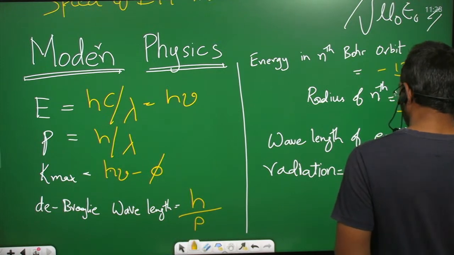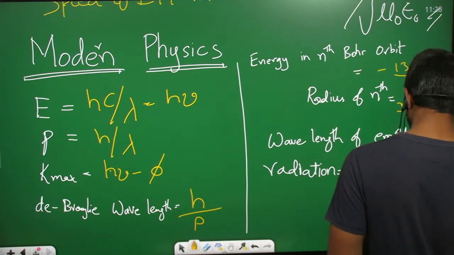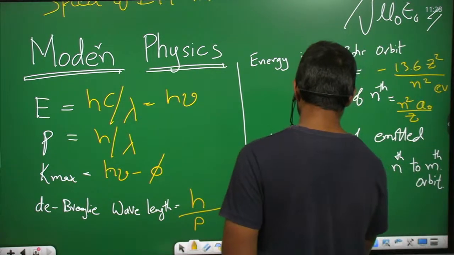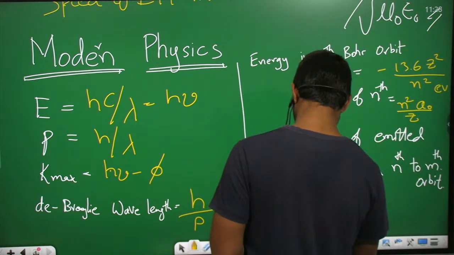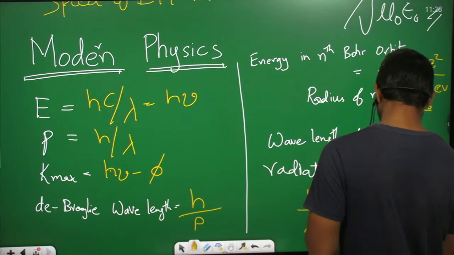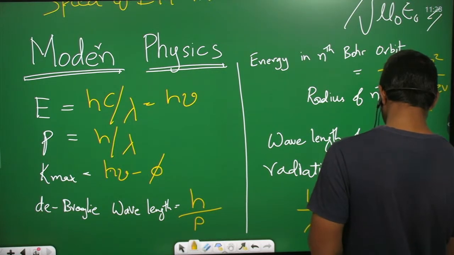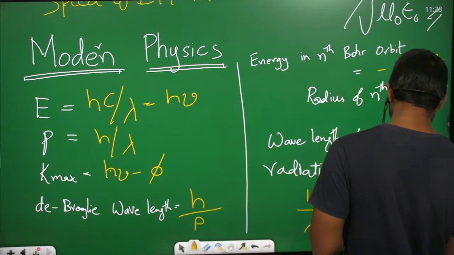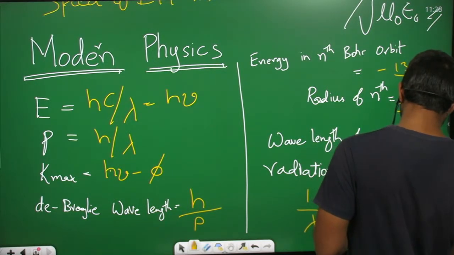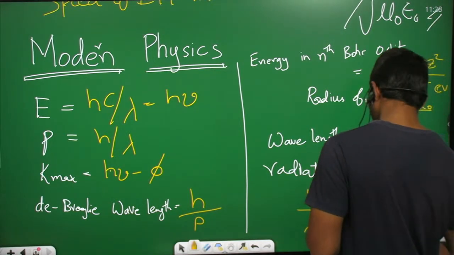See, wavelength of emitted radiation from nth orbit to mth orbit. 1 by lambda is equal to R Z square into 1 by n square minus 1 by m square, right? Okay, let's try to move ahead.